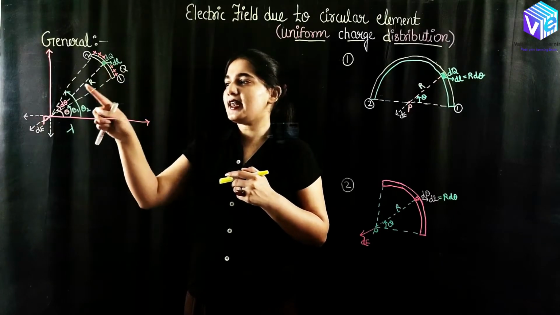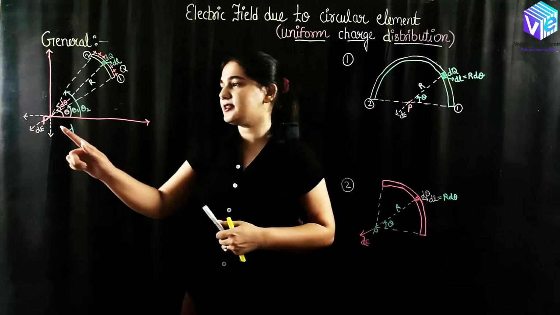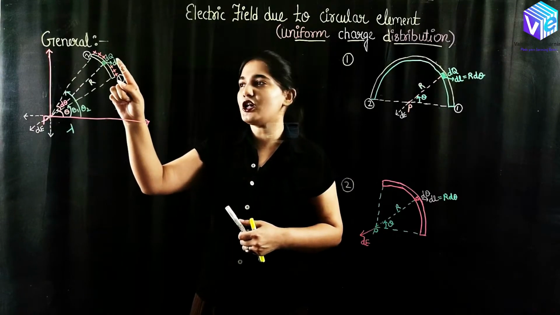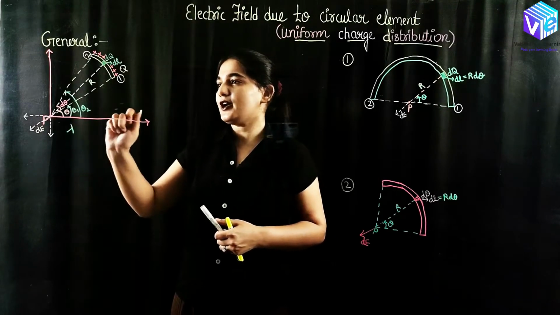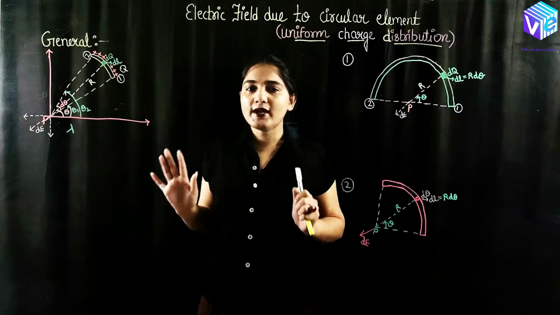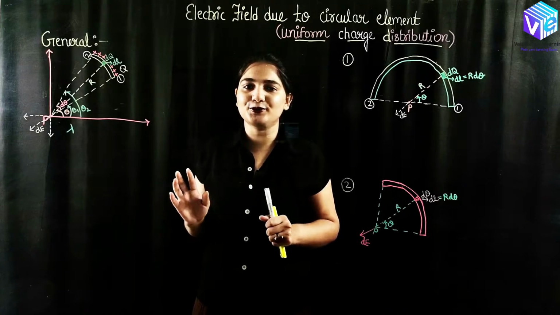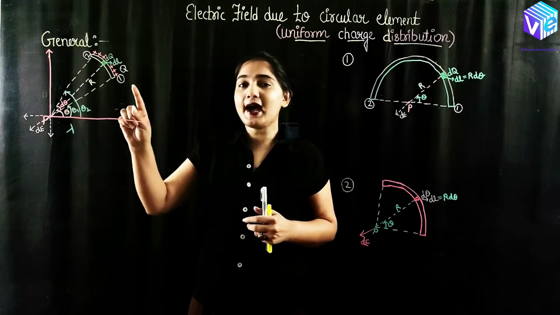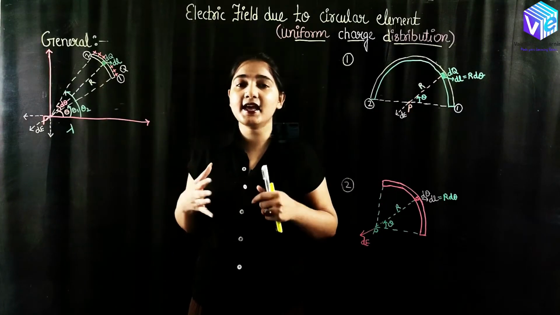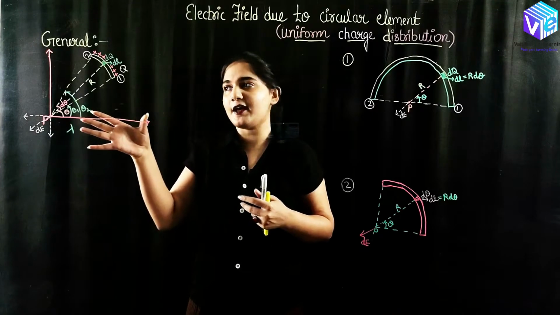Now this element is at a distance r from the observation point. This is my observation point and I am observing this small charge from this point. This is point 1 and this is point 2. Always specify which is your point 1 and which is your point 2. It will become clearer when I solve some questions. Here I have taken two special cases and I will tell you how we can apply the formula that we are deriving here.